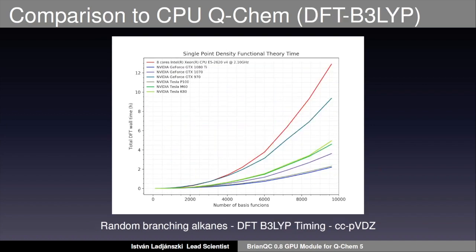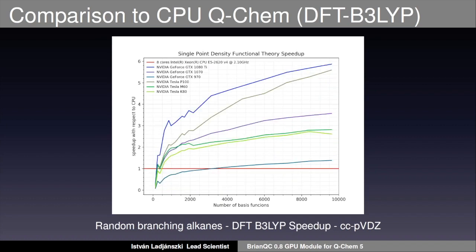And of course, not just Hartree-Fock, but DFT can also be accelerated by the BrianQC module. In this case, we used the same molecules and the same basis set, but the method is density functional theory, and the functional is B3LYP. Still, I want to point out that the computation times range from practically 0 to over 12 hours, so these are not just toy systems.